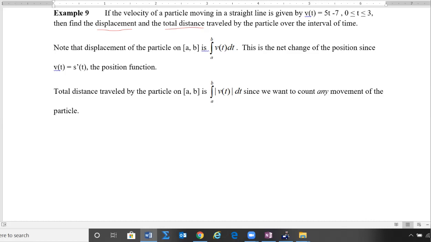Now, displacement is this interval, and that would be the net change in the position. So that would give us the displacement. Let's go ahead and do that. I'm going to integrate from 0 to 3 our function, 5t minus 7 dt.